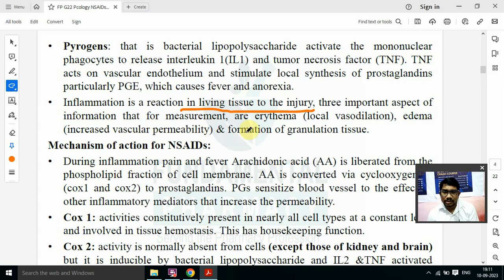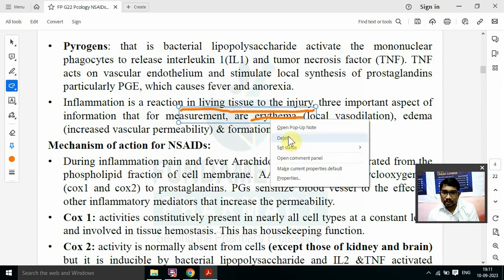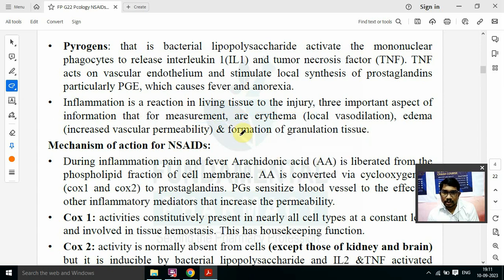क्या क्या होता है inflammation होने के बाद? तो इरिदिमा होता है. Erythema. Erythema means local vasodilation is there. So due to local vasodilation, what will happen? There is a redness on your skin. Erythema मतलब क्या? Local vasodilation, redness.